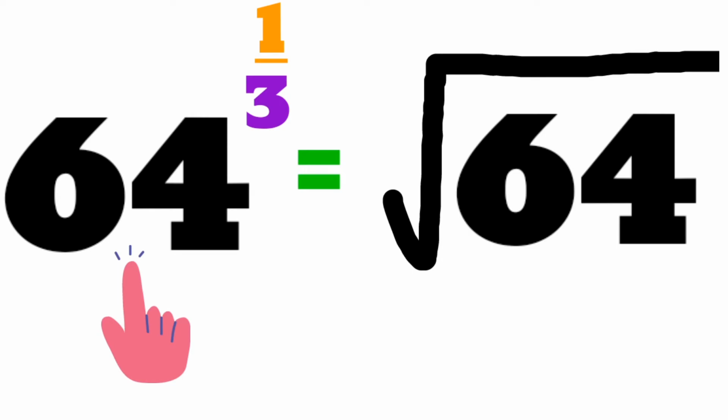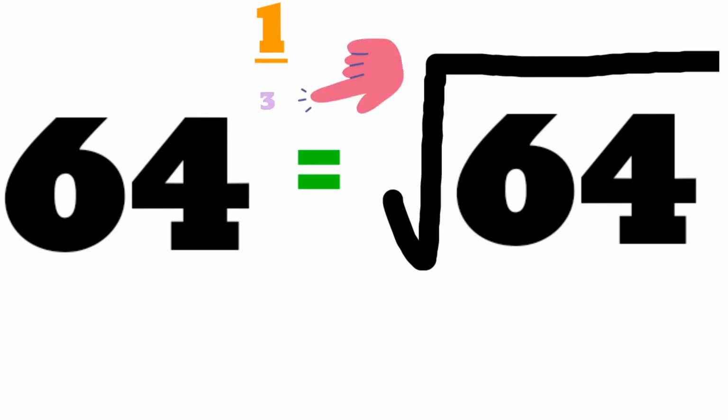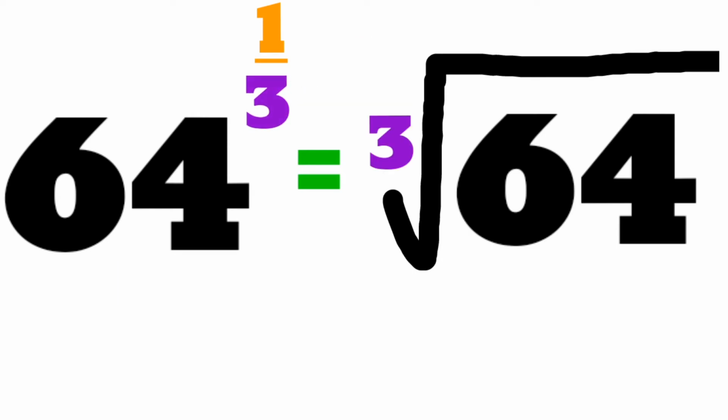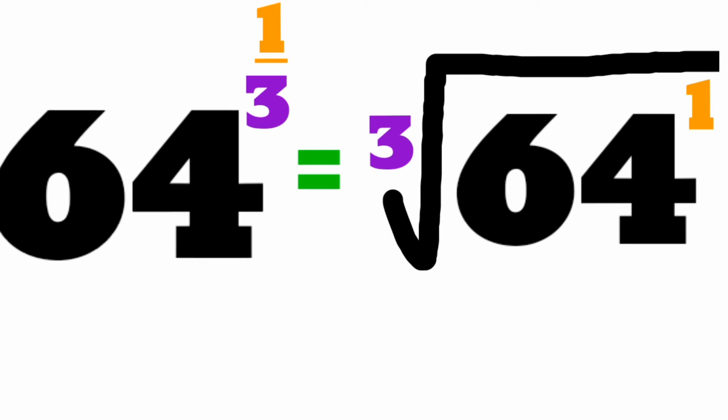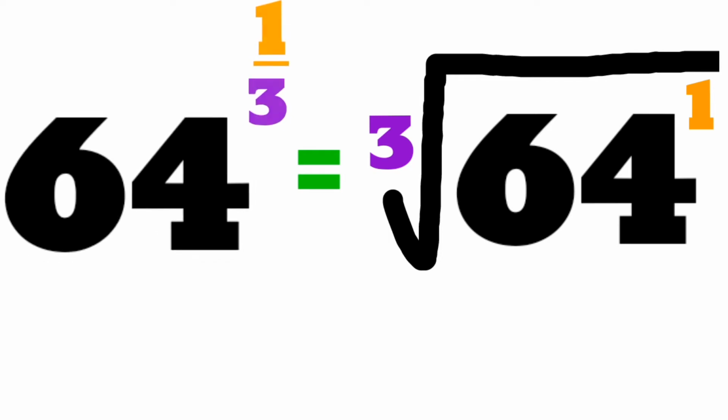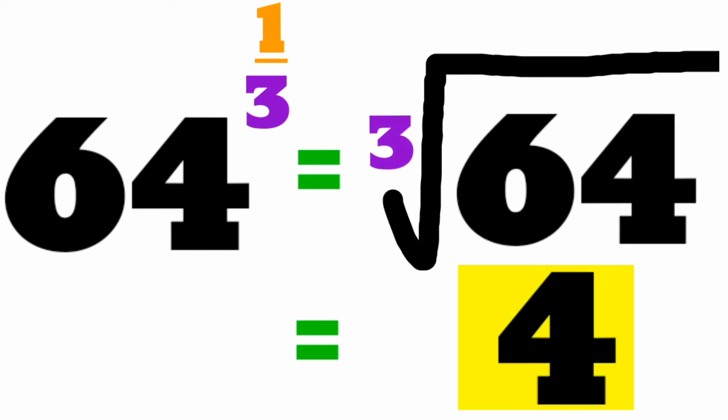64 to the 1/3 power. Base 64 is the radicand. Denominator 3 is the index, and numerator 1 is the power. 64 to the 1/3 power is just the same thing as the cube root of 64. And the cube root of 64 is 4.